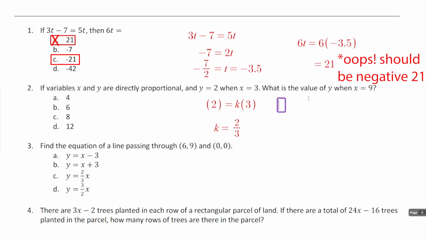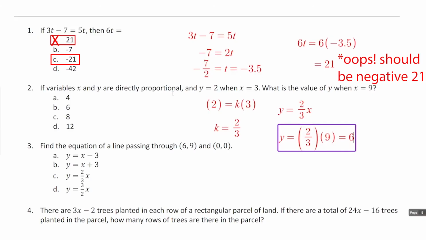So the equation we'll use here is y equals 2/3 times x, and so if we want to find the value of y when x is 9, we'll multiply 2/3 times 9. And that equals 6. So our answer is B.